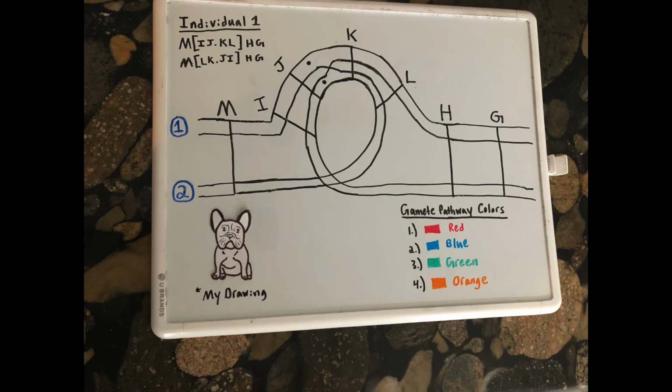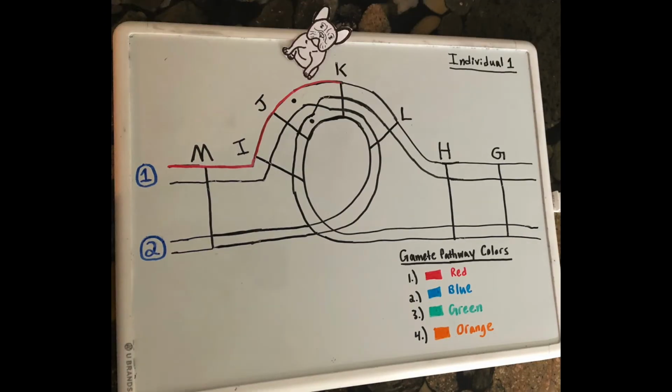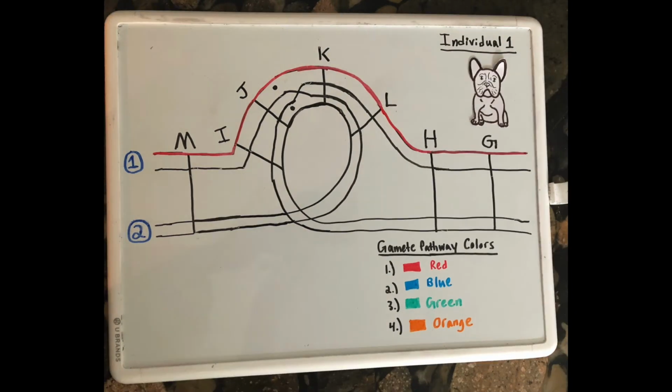I will now go ahead and illustrate each gametic pathway of our pericentric loop with a different color and a fun example of a dog running through our drawing for better understanding of the material. For our first gametic pathway, our dog in the color red represents the pickup of M, I, J, followed by centromere K, L, H, and G.